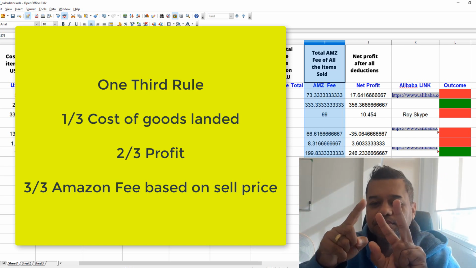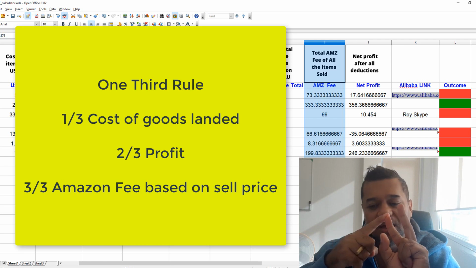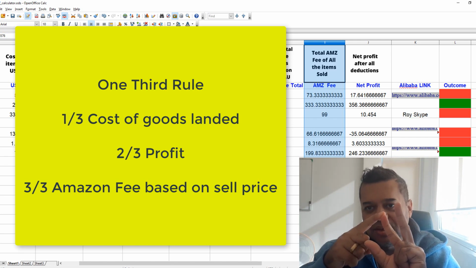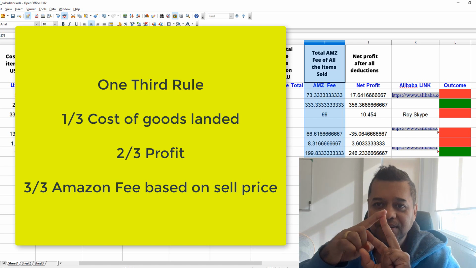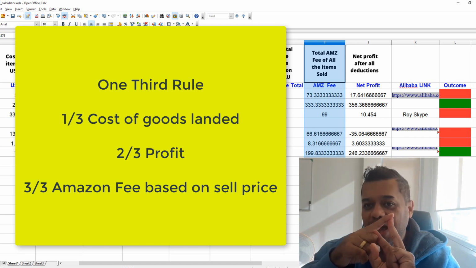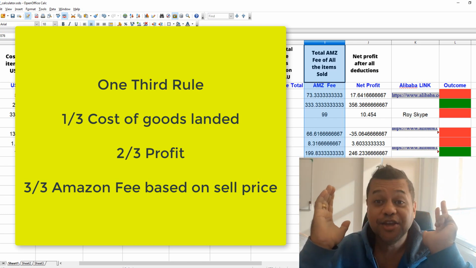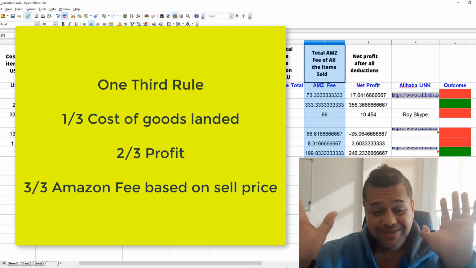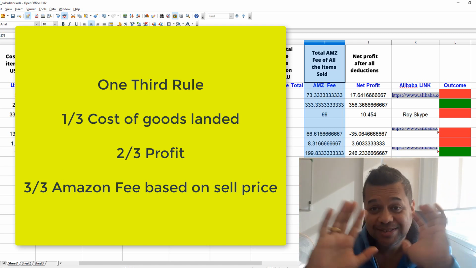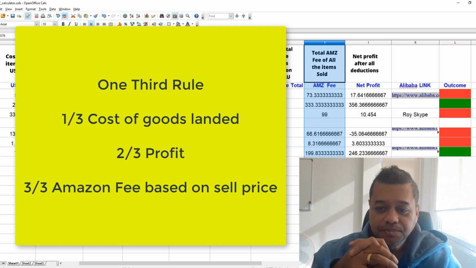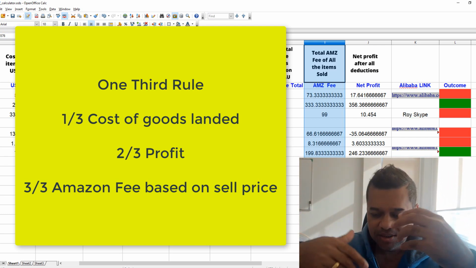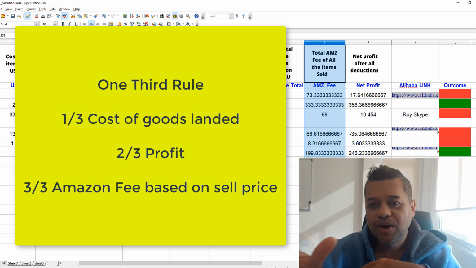The first part is the product cost, the second one is your profit, and the third one is the Amazon cost. They're going to take a third of everything when you sell it. That's just how it is. Then the customer pays shipping on top of that, and you don't have to worry about that.